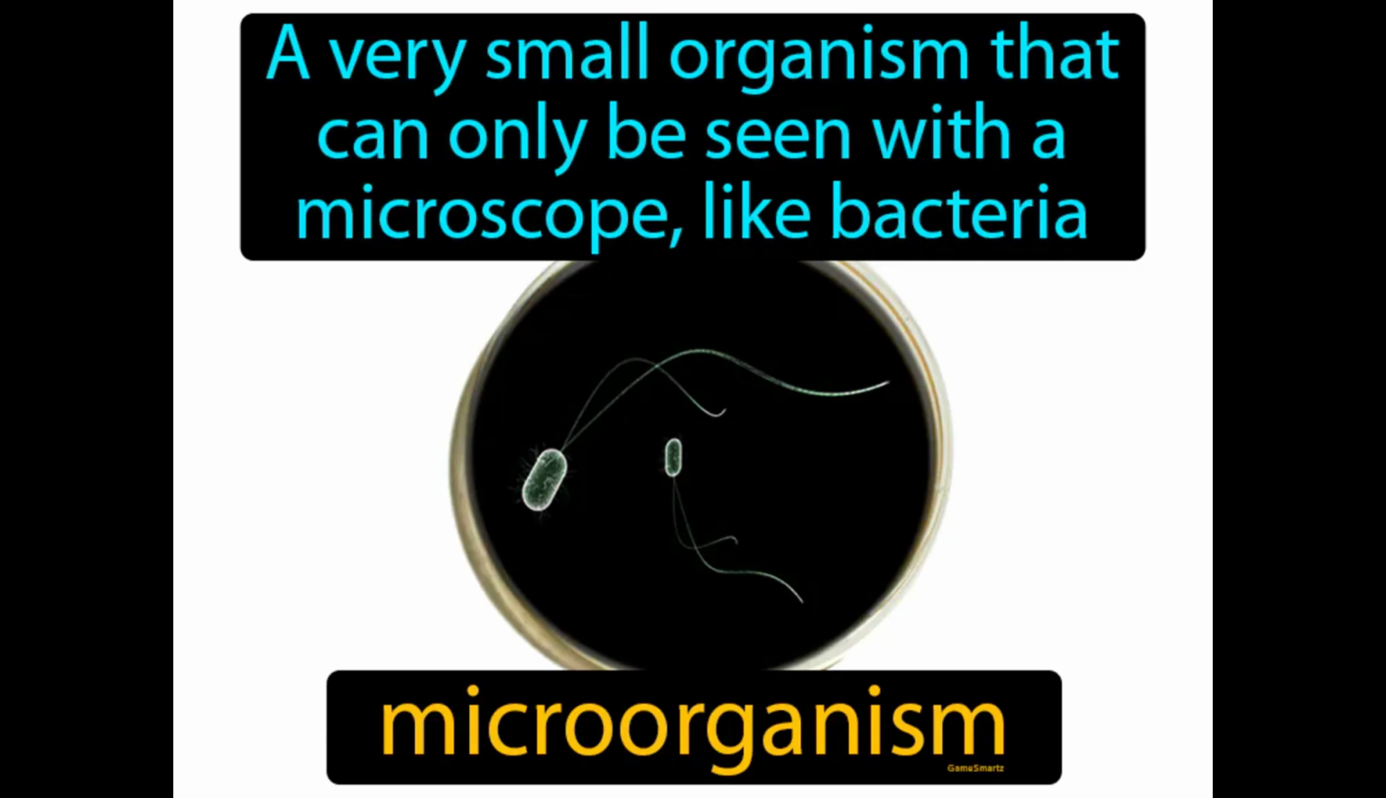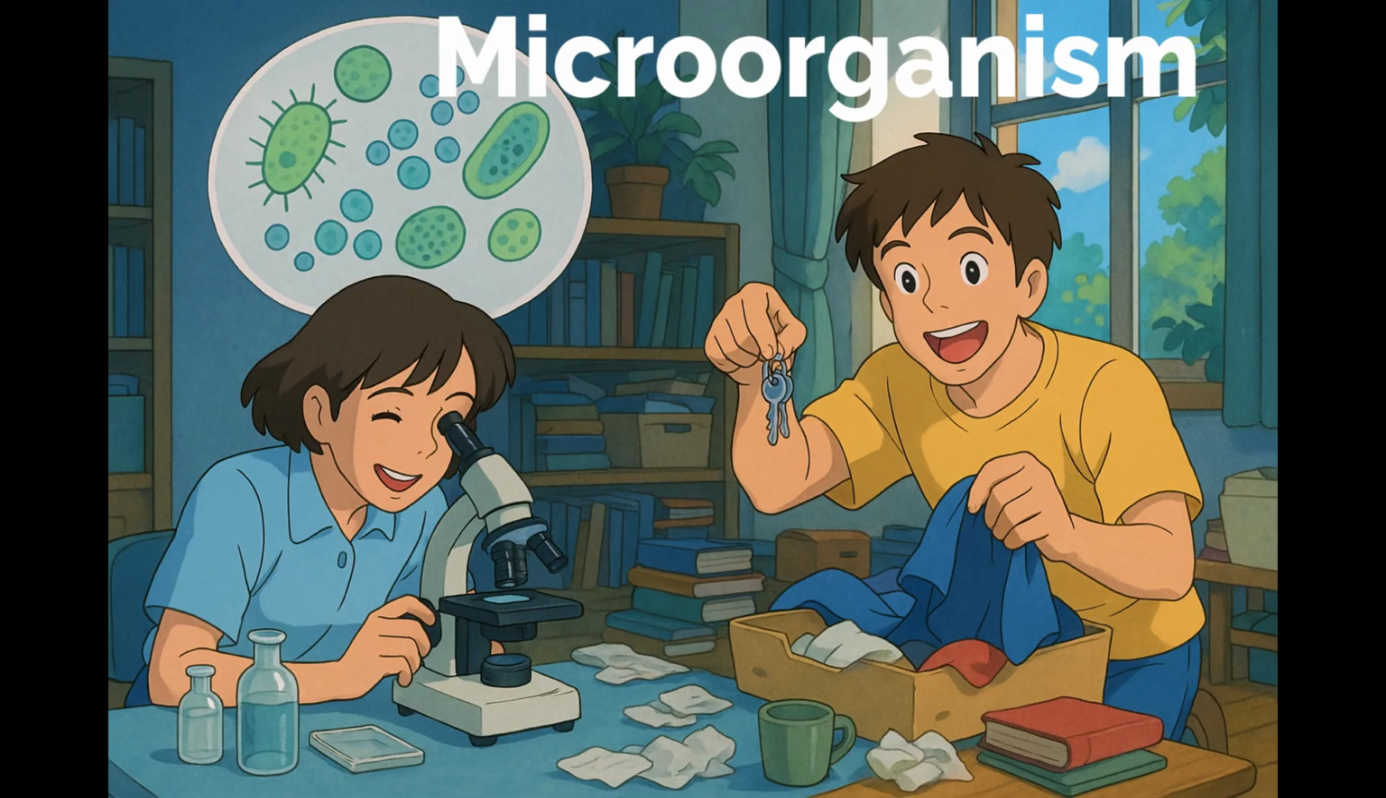A very small organism that can only be seen with a microscope, like bacteria. Microorganism. A microorganism is a tiny living thing, like bacteria or fungi, that you need a microscope to see. Imagine trying to find your misplaced keys in a cluttered room. Just as you need to sift through and focus on the tiny details among the mess to spot the keys, scientists use microscopes to see microorganisms like bacteria amidst the vastness of the unseen world.